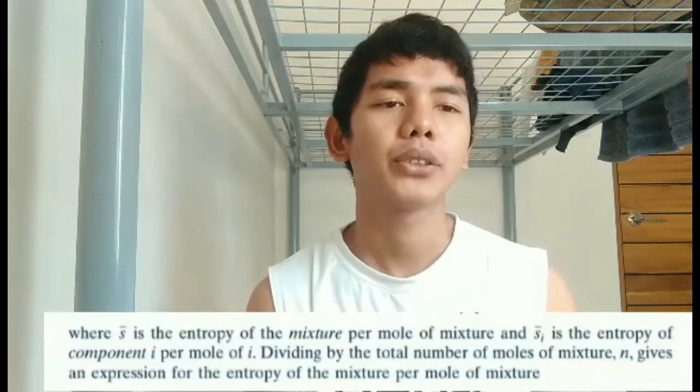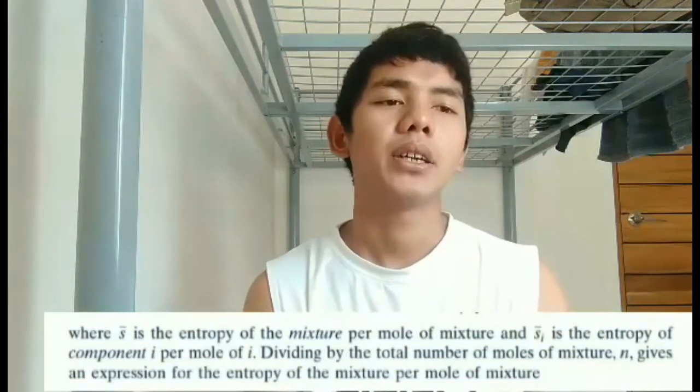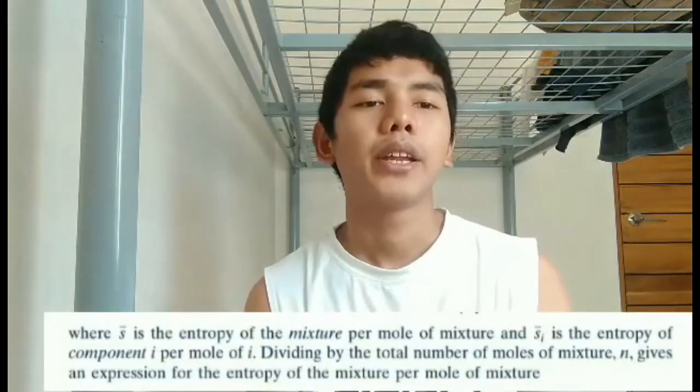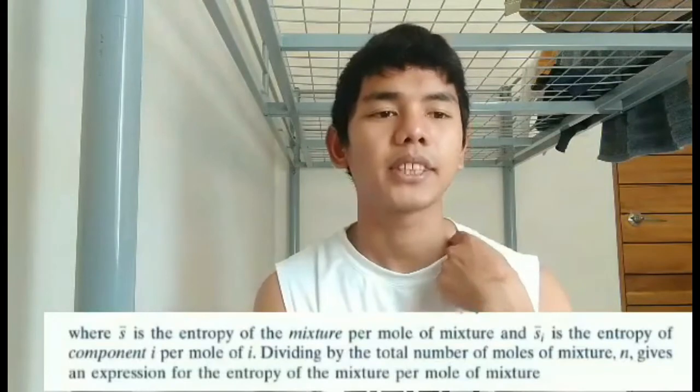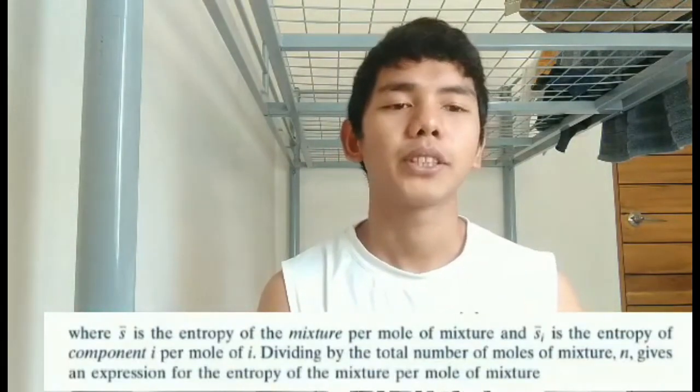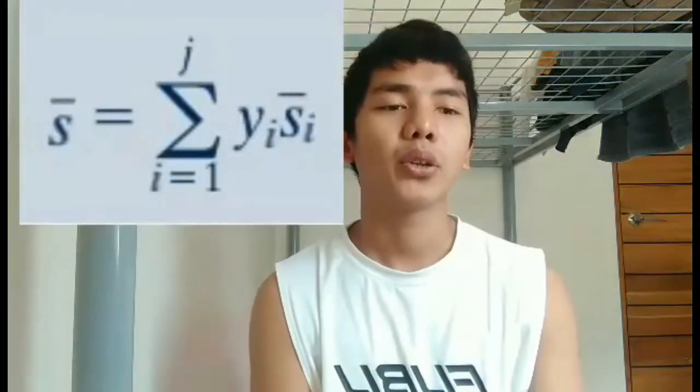Where, in the above, S is the entropy of the mixture per mole of mixture, and s sub i is the entropy of component i per mole of i. Dividing by the total number of moles of mixture gives us the expression for the entropy of the mixture per mole of mixture. So here's the equation. The specific entropies s sub i are evaluated at the mixture temperature and the partial pressure p sub i. So that's how we evaluate the internal energy, the enthalpy, the entropy, and the specific heats.